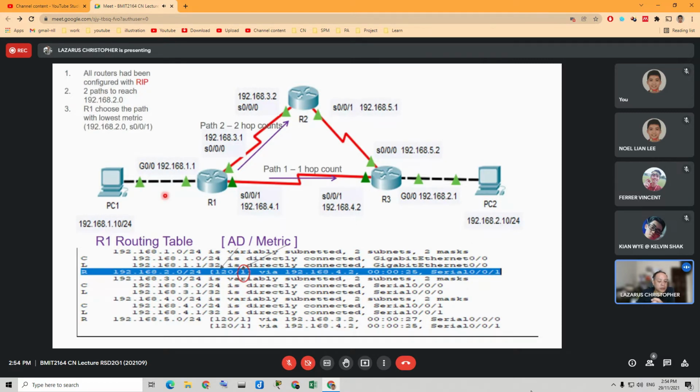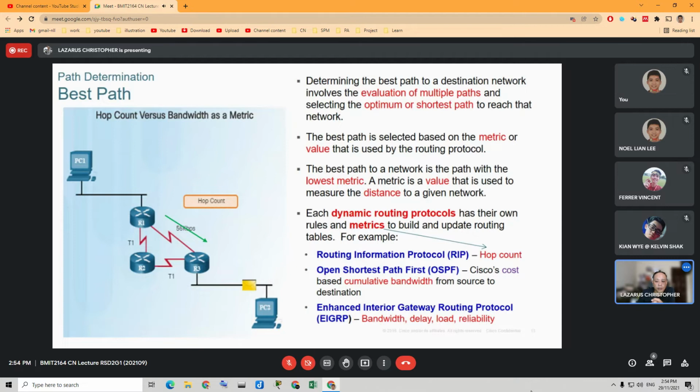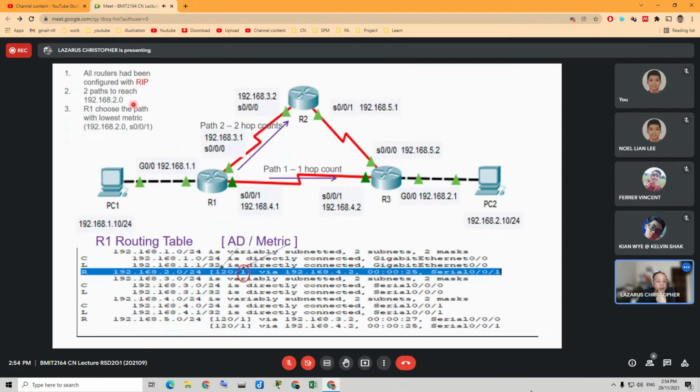Routing Information Protocol, which has hop count as the metric. There are two paths to reach the 192.168.2.0 network, which is here. R1 chooses the path with the lowest metric. Which one is the lowest metric, here or here? Of course, if it is hop count, it will be this.